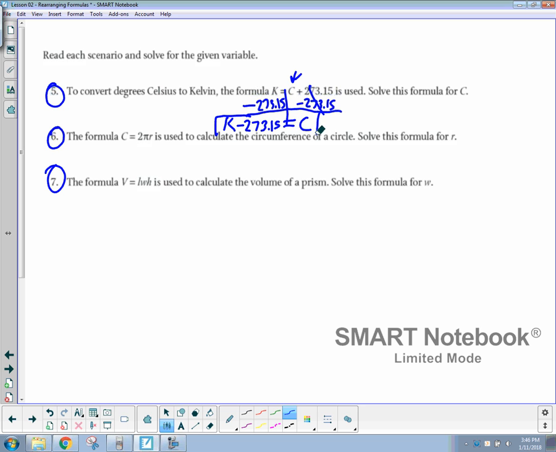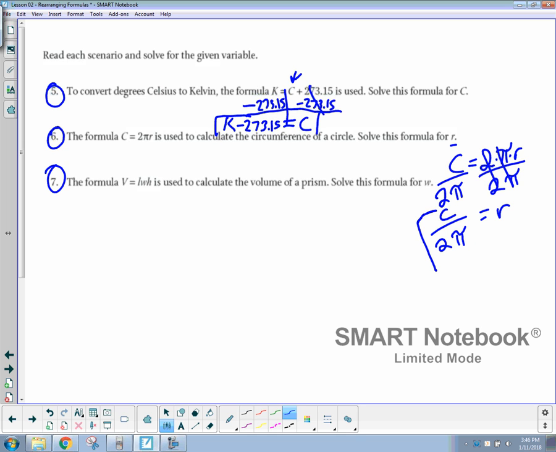The next one is the circumference formula, and they want us to solve for R. I'm going to try to do it off to the side here. 2 pi R. All of these are being multiplied. We want R by itself. So get rid of what you don't need, which is the 2 pi. 2's cancel, pi's cancel. You get C divided by 2 pi. Boom, that's it. Job done.